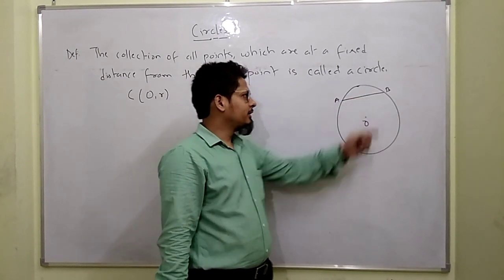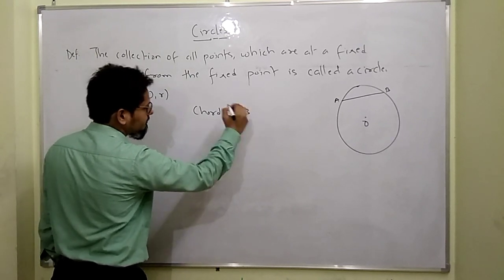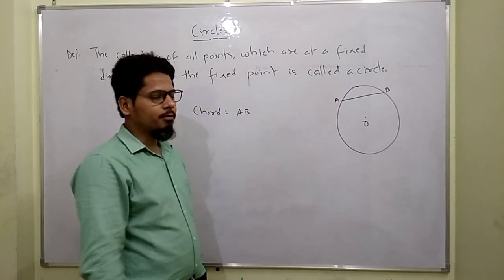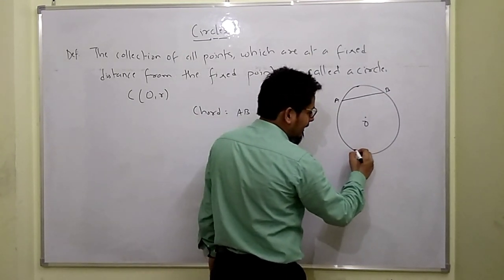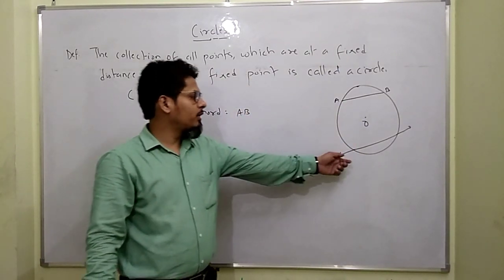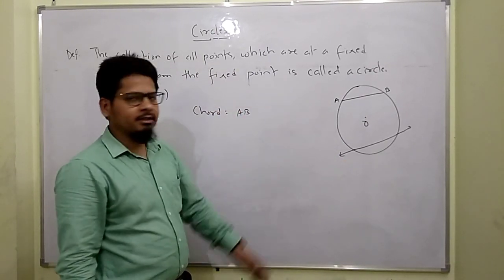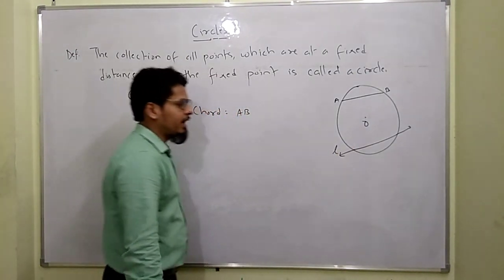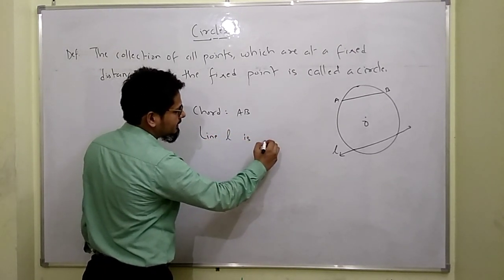So this is AB. What is this? This is the chord, chord AB. A line segment joining any 2 points of the circumference is called a chord. If it is a line segment, not a line. If a line passes through the circle and intersects it, so it becomes a line. This line, which I represent by L, is called a secant.